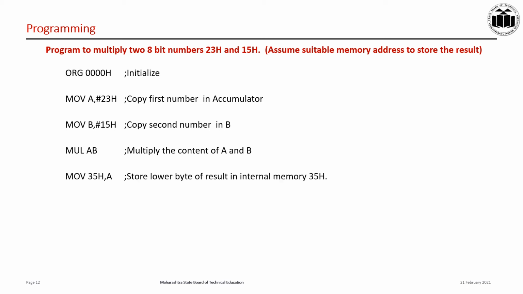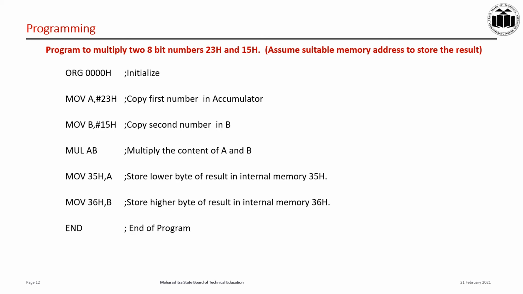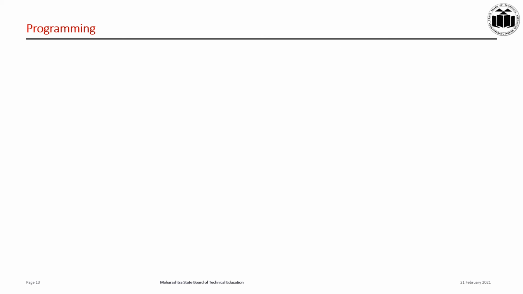After multiplication, the lower byte of result will be stored in internal memory location by using instruction MOV 35H, A, and higher byte of the result stored in internal memory location 36H by using instruction MOV 36H, B. Then END. Next program is to divide two 8-bit numbers and store the result at 40H and 41H.